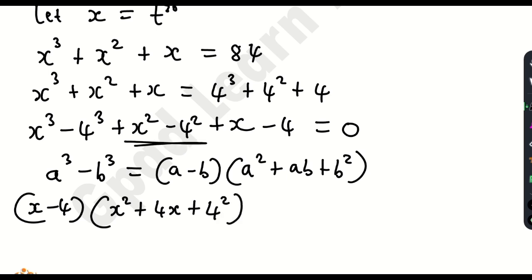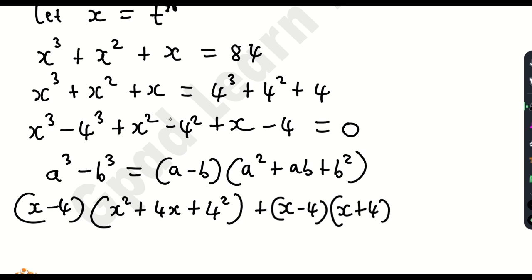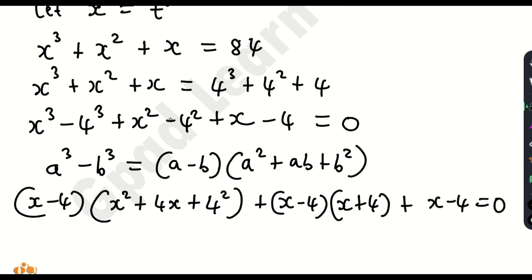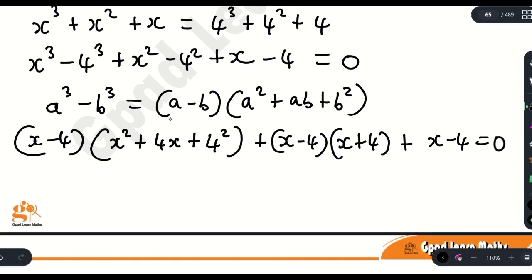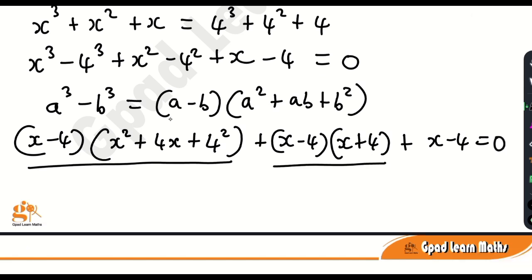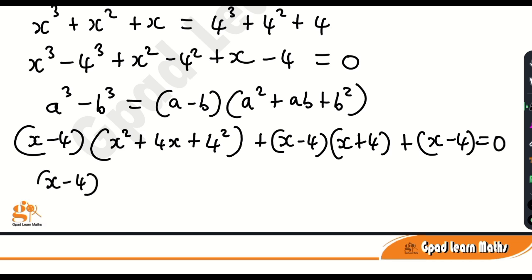Okay, and then the next one, this is difference of two squares. So this will be x minus 4, using difference of two squares, then x plus 4. And then we have the last term, which is x minus 4, from here now. So all is equal to 0. So let's continue. Now, if you look at this term, and this term, and this term, what is common? X minus 4. So let's factor x minus 4 out.